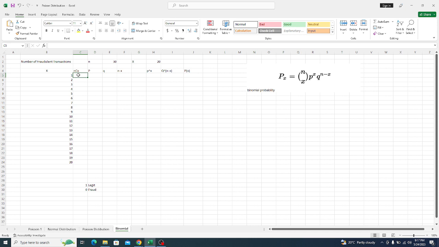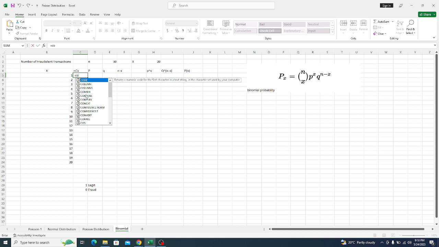So we have n combine x, and with this, we can do it manually using the formula which I told you. The formula is n factorial divided by x factorial into n minus x factorial. You can do that manually, but for this, allow me to use the combination formula in Excel.